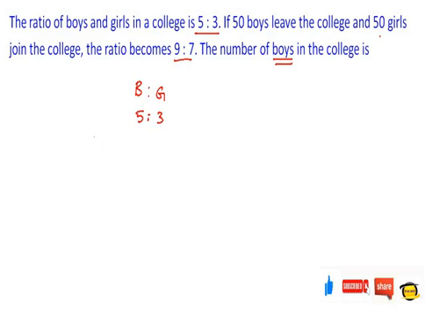So in order to find out the original number of boys and girls, we can multiply by a common factor a, right? So what is going to be the total number of boys present? 5 multiplied by a, which is 5a. And what about the number of girls? 3 multiplied by a, which is 3a, right?